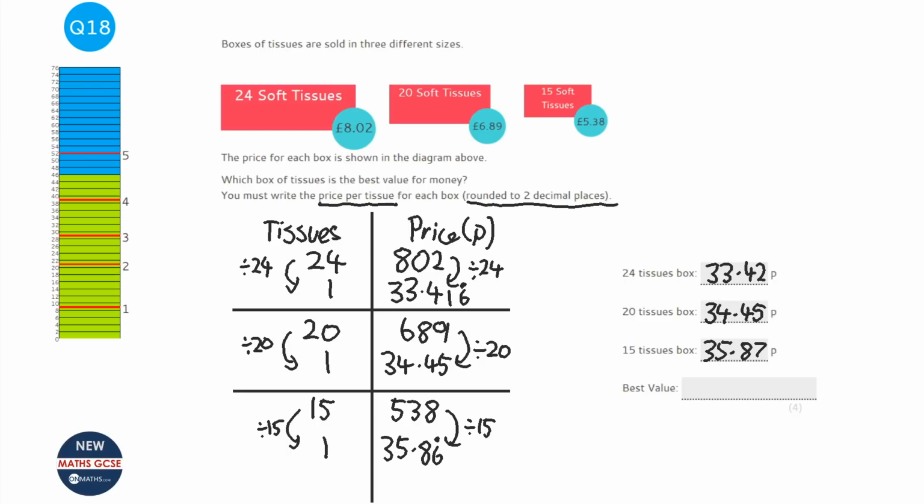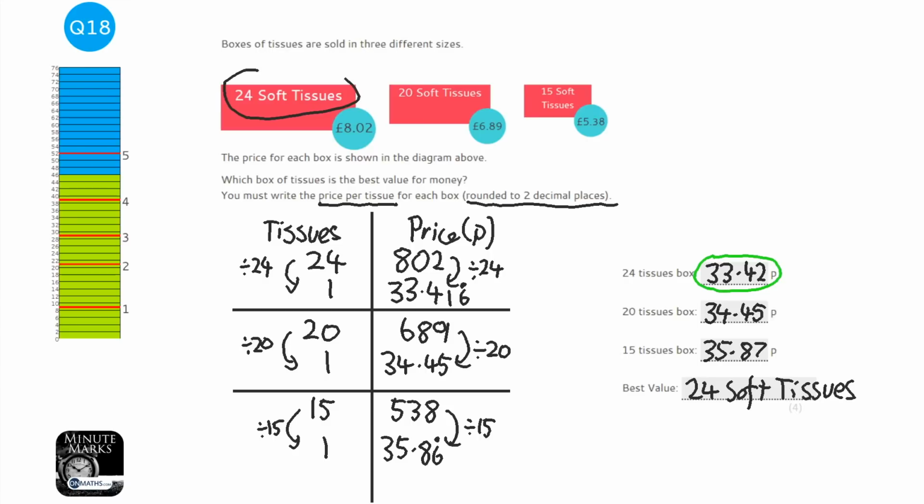So which one is the best value? Well, if you have a look at the 24 tissue box, it's only costing just over 33 pence, whilst the 20 tissue box costs over 34 pence, and the 15 tissue box costs over 35 pence. Well, which one would you rather buy? Well, I'd rather buy the one that the tissues cost the least. So the best value is the 24 soft tissues. Now in your answer, make sure that you write exactly the same as in the question so that it's absolutely clear which one that you think is the best value.